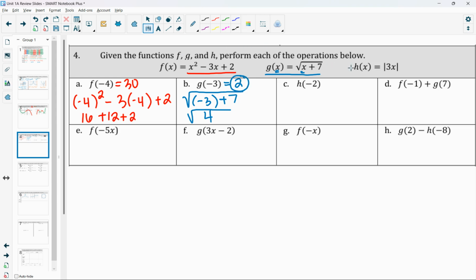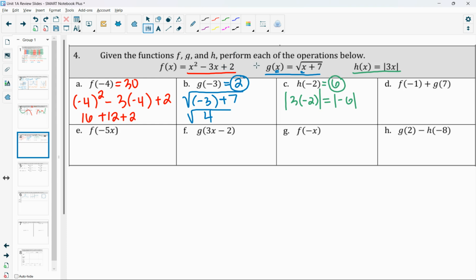Part C asks us to plug into h. And so this one is the absolute value of 3 times your x coordinate. In this case, we're plugging in -2. So then 3 times -2 is -6, and the absolute value of -6 is +6.